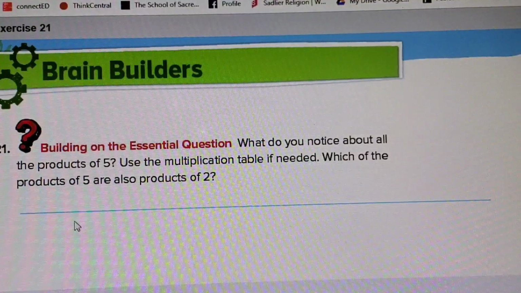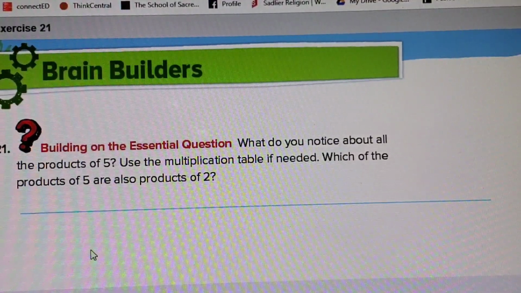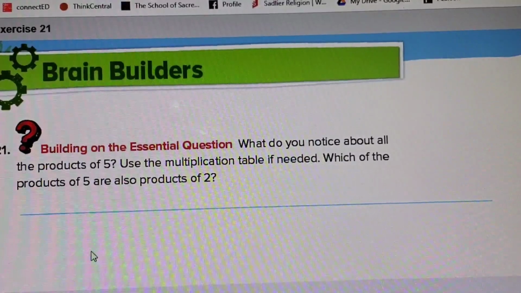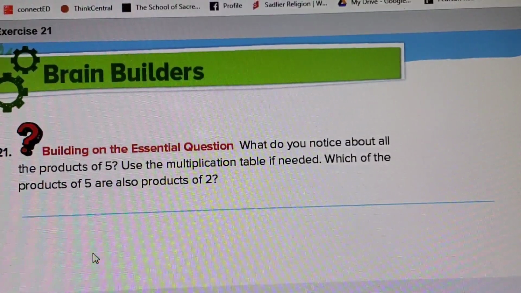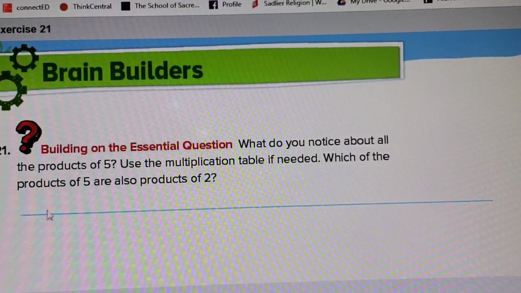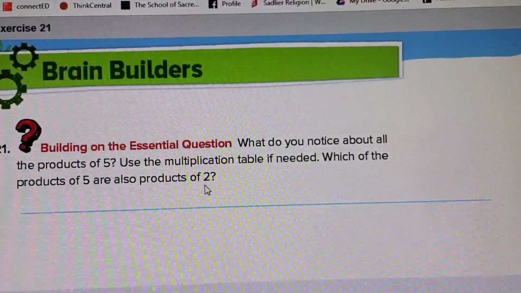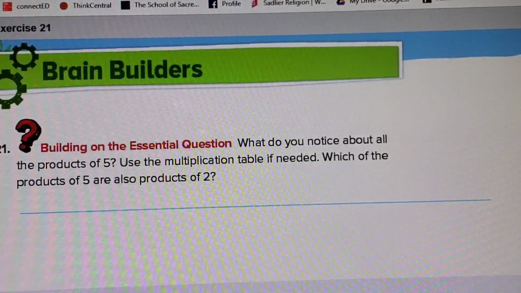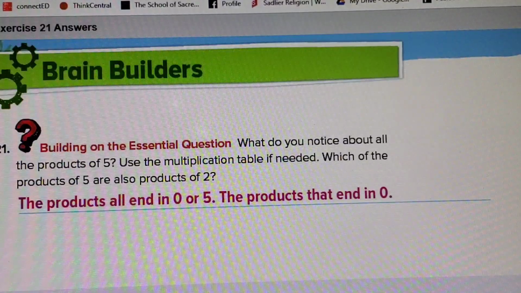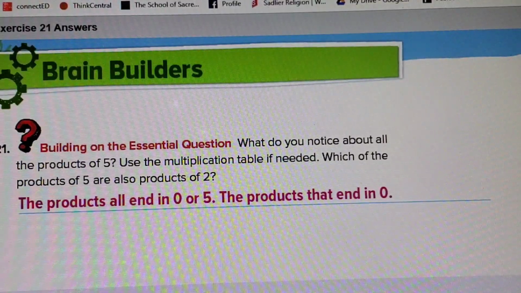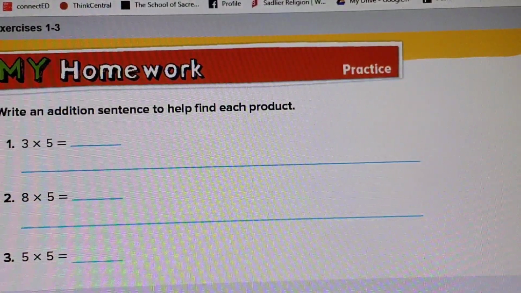What do you notice about all the products of 5? Well, all the products of 5 end in 0 or 5. Which of the products of 5 are also products of 2? All of the products that end in 0. And just a reminder, products mean answers in multiplication.